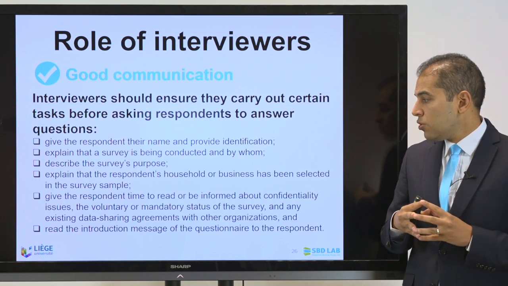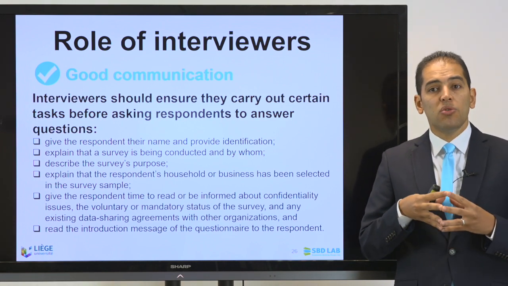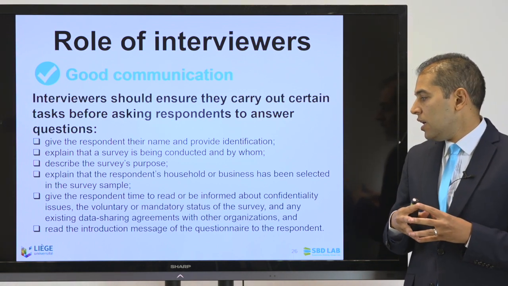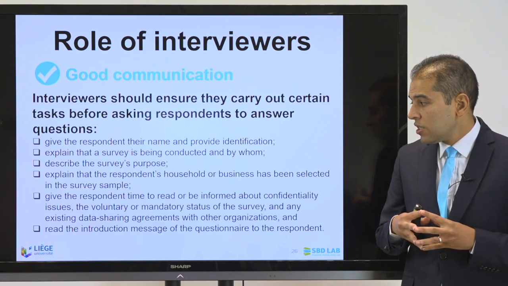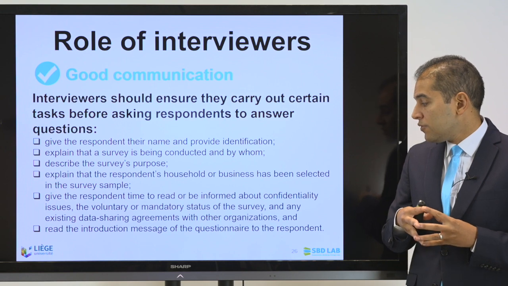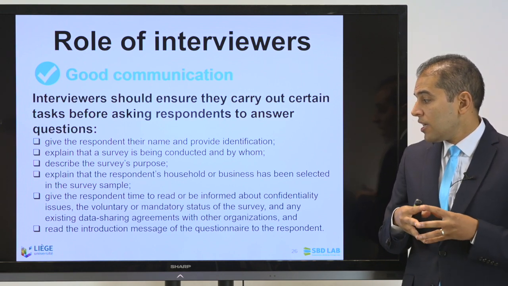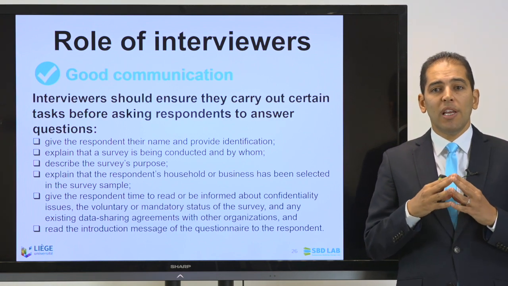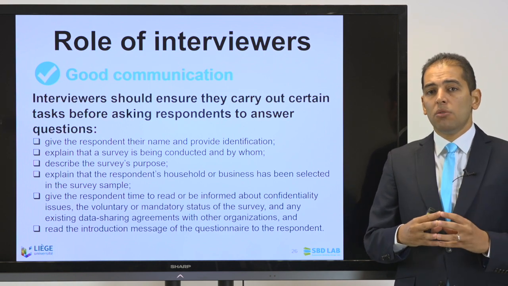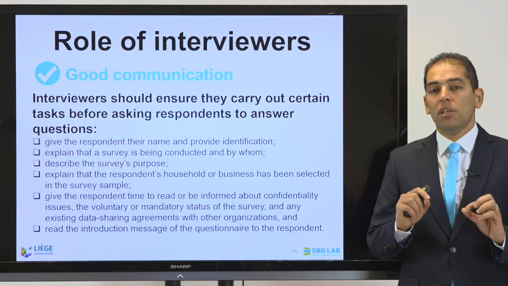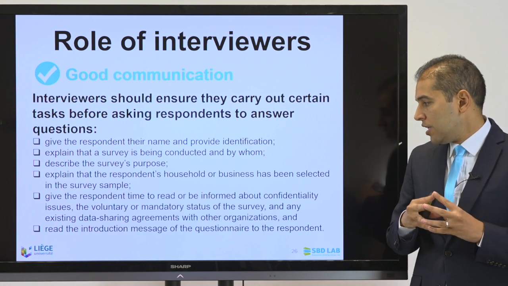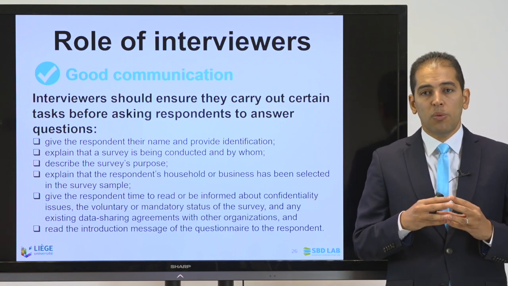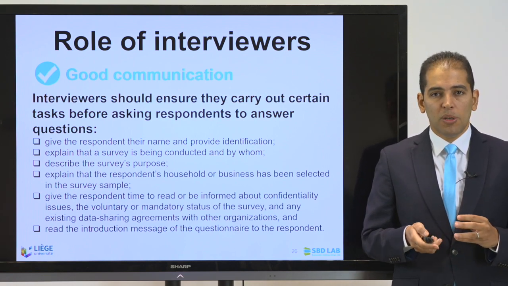Explain that the respondent's household or business has been selected into the survey sample, and make sure to give the respondent time to read the information about confidentiality issues and the voluntary or mandatory status of the survey, and any existing data sharing agreement with other organizations. So this is so important with the GDPR. If the information you are collecting is going to be shared with another entity, with another organization, this must be stated during the survey or the questionnaire interview, and read the introduction message of the questionnaire to the respondent. So this is so important to start with communication.